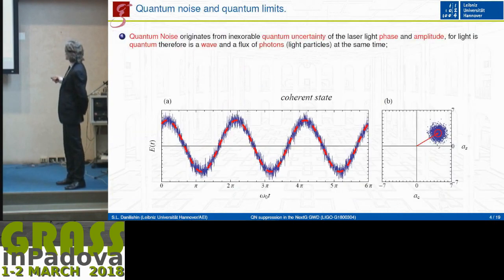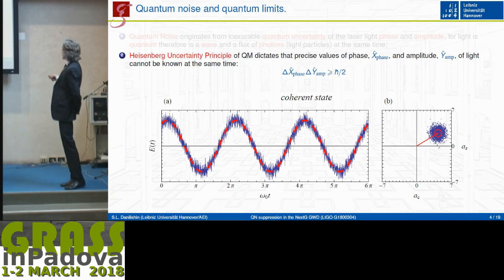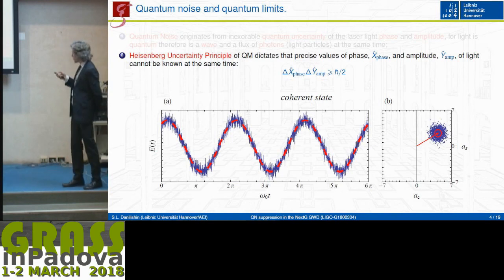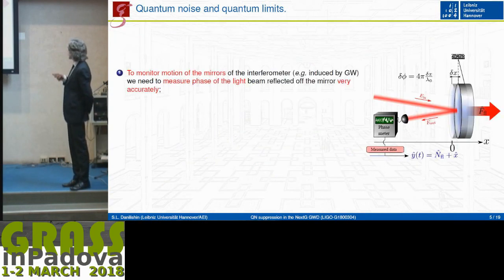Oops, still not the one. Okay, so basically the size of this cloud cannot be smaller than this one. The Heisenberg uncertainty principle dictates that the product of the dimension of this blob in this direction and in this direction cannot be smaller than h bar over 2, which limits the minimum area occupied by the quantum state on the phase plane.